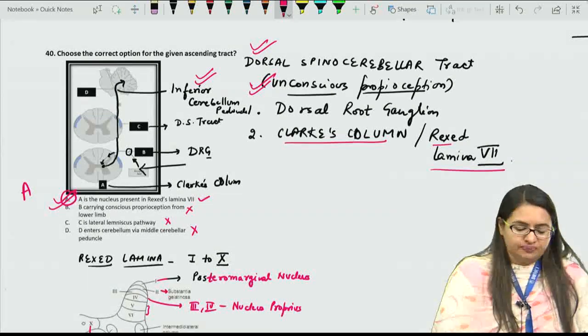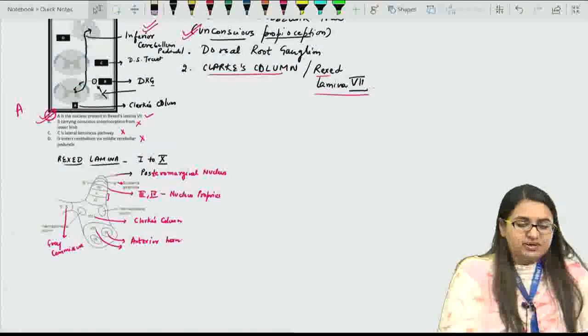Question number 40, the answer is A. This completes till question number 40.